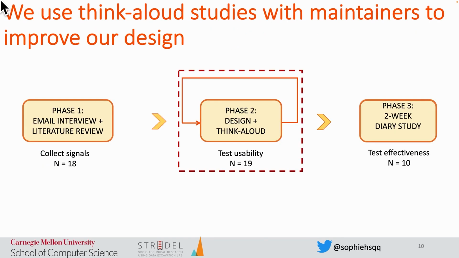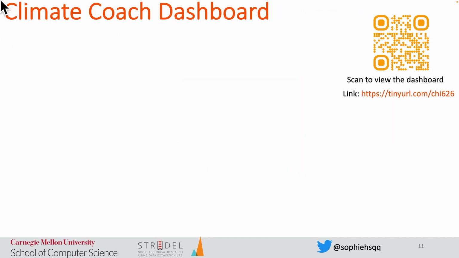Based on the signals we identified, we started our design and iteratively improved it by conducting think-aloud interviews with maintainers. Due to the time limit, I'll briefly go over the layout of the final version of our dashboard and then present the modifications we made between our initial and final design based on the feedback we received from maintainers. You can scan the QR code or visit the link for a demo.